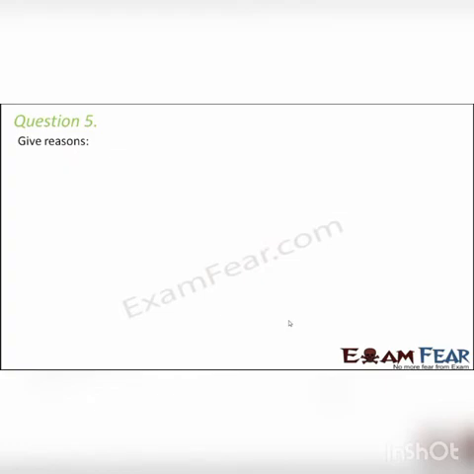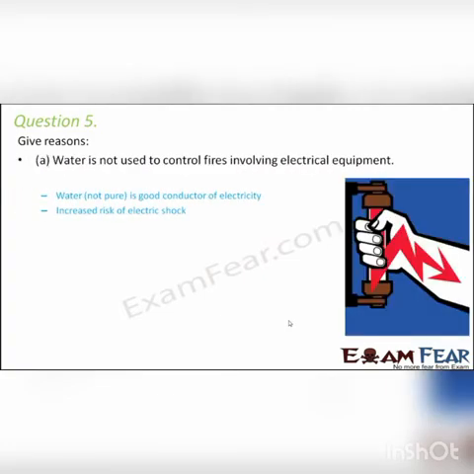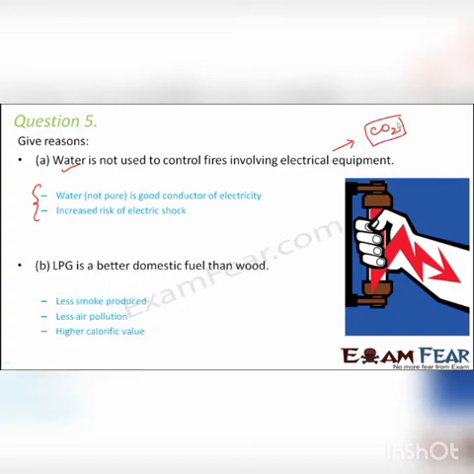Question number 5. Give reasons. Water is not used to control fires involving electrical equipments. Now when I say water, we normally do not mean distilled water. It is not pure water. So this water contains dissolved salts and minerals in it. So this water is a good conductor of electricity. Since it can conduct electricity, when we put water over electrical equipments, the chances of getting electric shock increase. Therefore, water is not used wherever electrical equipment is involved. Instead, carbon dioxide is used.